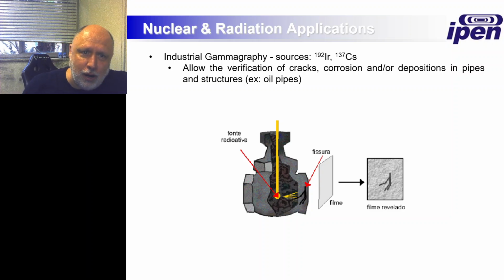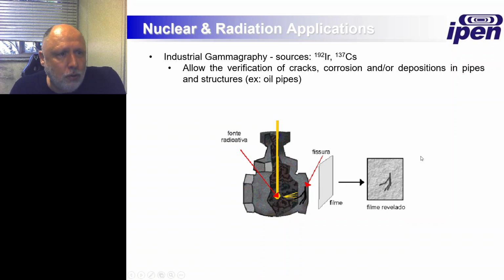Gamma rays have higher energy, and as they have higher energy, they are more penetrant. If you put, for instance, a source inside some kind of pipe, you can see cracks, even before they are leaking. And that's important because you can say, okay, we have to change this before it fails.